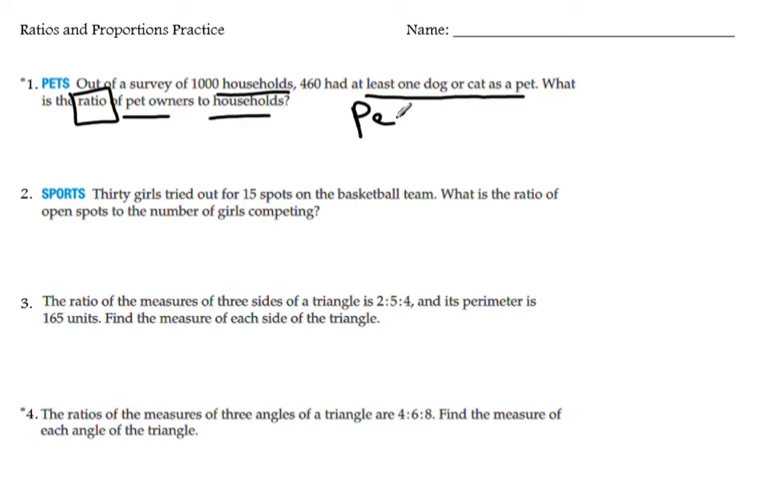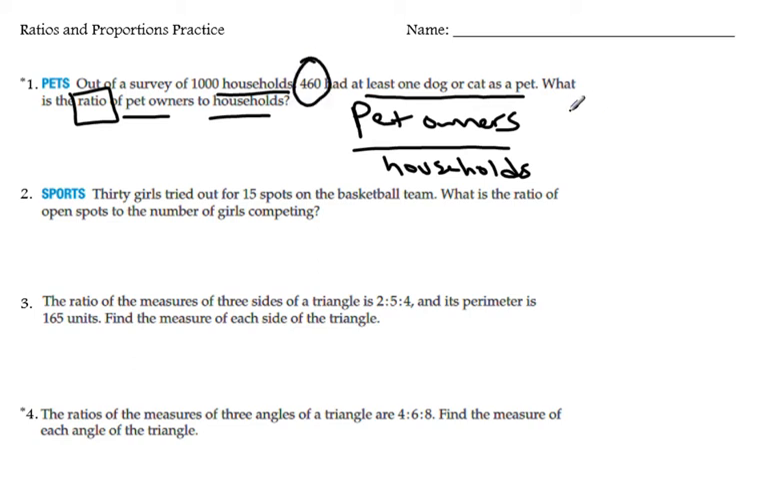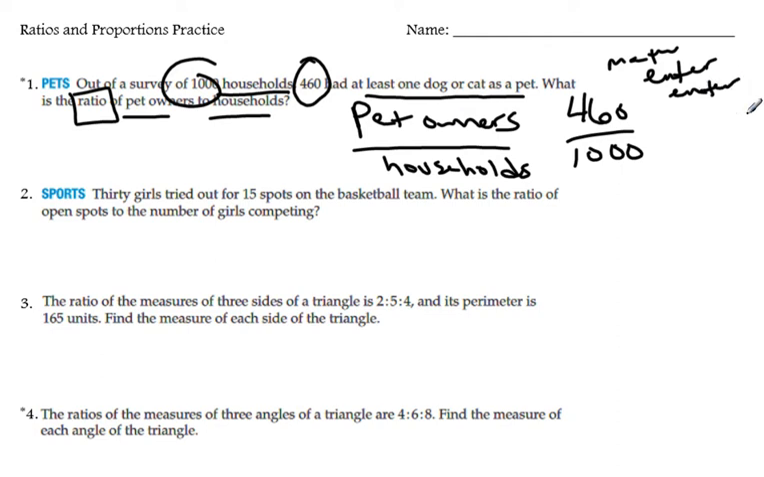So we want pet owners over households. And they give us 460 pet owners, and they give us 1,000 households. And if you put 460 divided by 1,000 in your calculator and press math, enter, enter, it will give you the reduced fraction of 23 over 50.